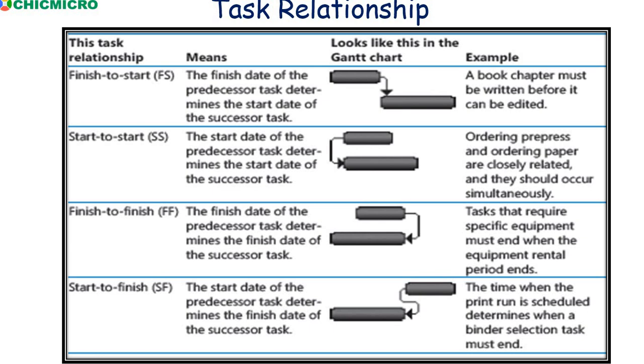Now the third category is finish to finish. We call it FF. The finish date of the predecessor task determines the finish date of the successor task. It means that the predecessor has a finish and the successor has a finish. So the predecessor will determine when the successor will finish. For example, tasks that require specific equipment must end when the equipment rental period ends.